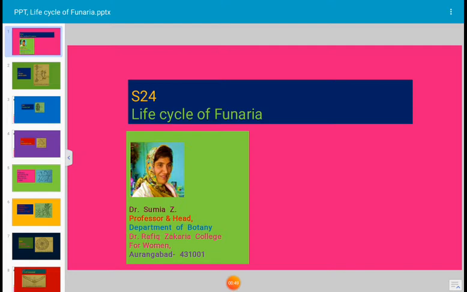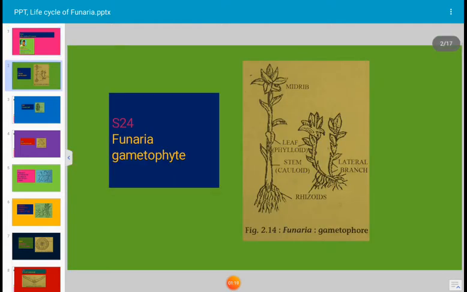The life history of Funaria shows a well-defined alternation of generations. The two generations, the gametophytic generation and the sporophytic generation, alternate with each other. The gametophyte is independent and well developed, and the sporophyte is not well developed and is a semi-parasite on the gametophyte. Let us see the external features of the Funaria gametophyte.